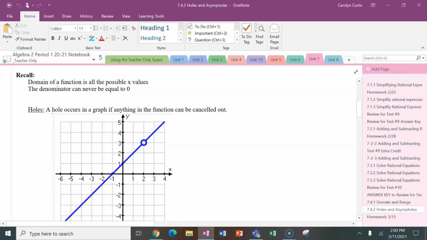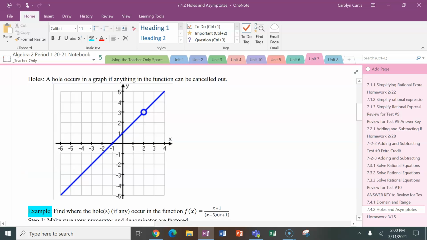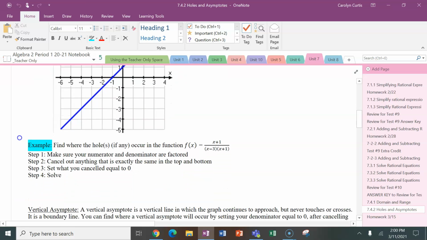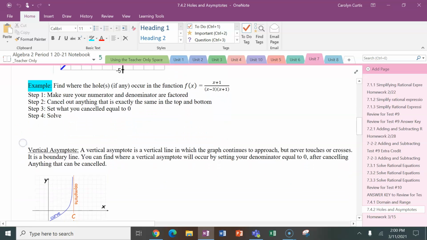There are 2 points on a graph where the x value wouldn't exist. The first one is a hole. A hole occurs in a graph if anything in the function can be canceled out. If we look at this example, we are going to see if we find any holes in the graph. We have f of x equals x plus 1 over x minus 3 times x plus 1.